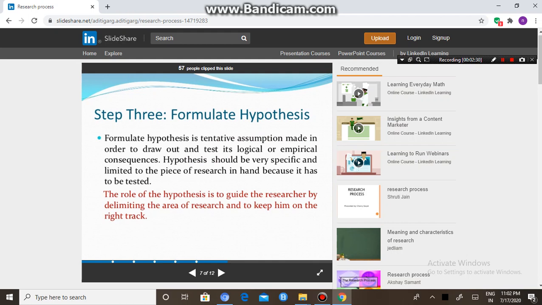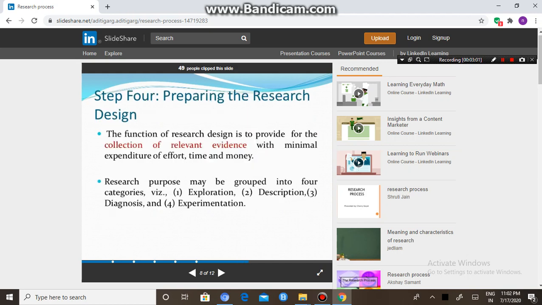Step 3. Formulate hypothesis. Formulate hypothesis is a tentative assumption made in order to draw out and test its logical or empirical consequences. Hypothesis should be very specific and limited to the piece of research in hand because it has to be tested. The role of the hypothesis is to guide the researcher by delimiting the area of research and to keep him on the right track.